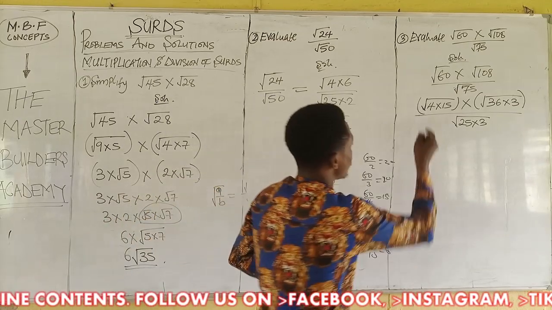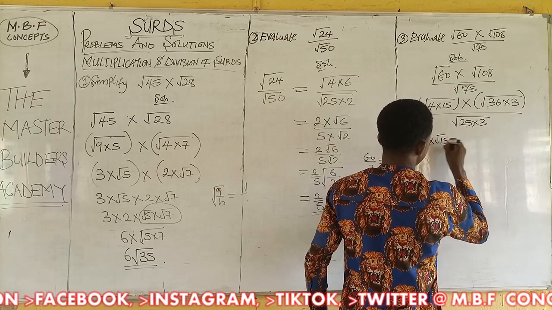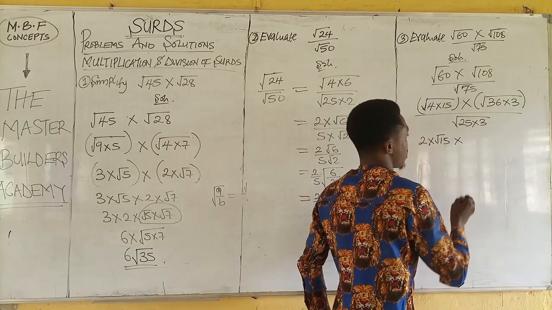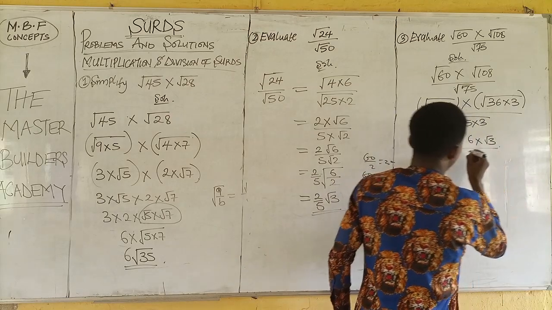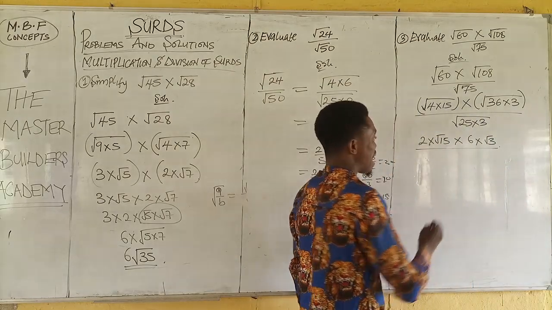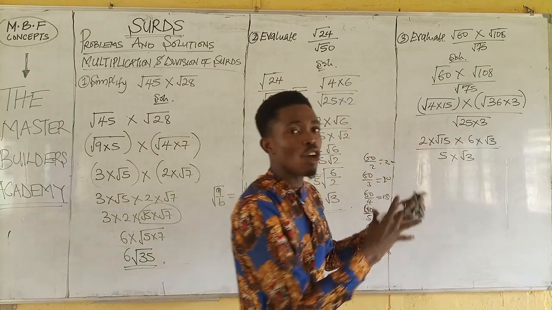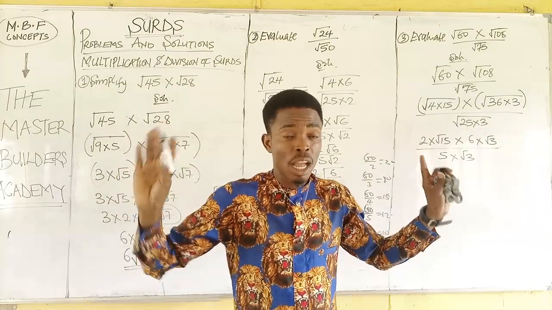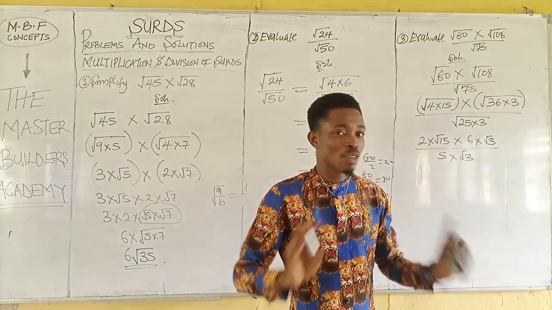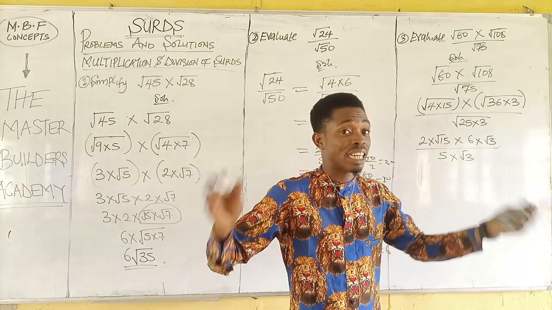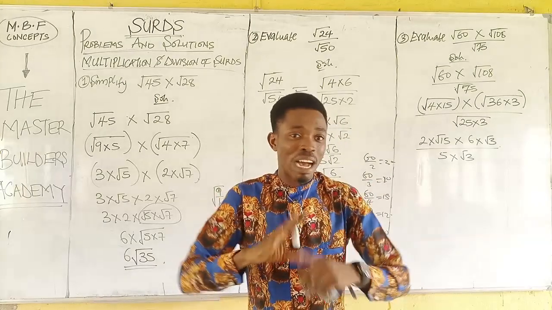So what do we do? At the numerator here, the square root of 4 is 2, root 15. Then times the square root of 36, which is 6, times root 3. All over the square root of 25, which is 5, times root 3. So you see now you are solving without the use of a calculator. It's easy. But if you want to multiply directly, you need the help of a calculator. You cannot do it without the help of a calculator. And even if you are not using a calculator, you must use the multiplication table to have that done, right?